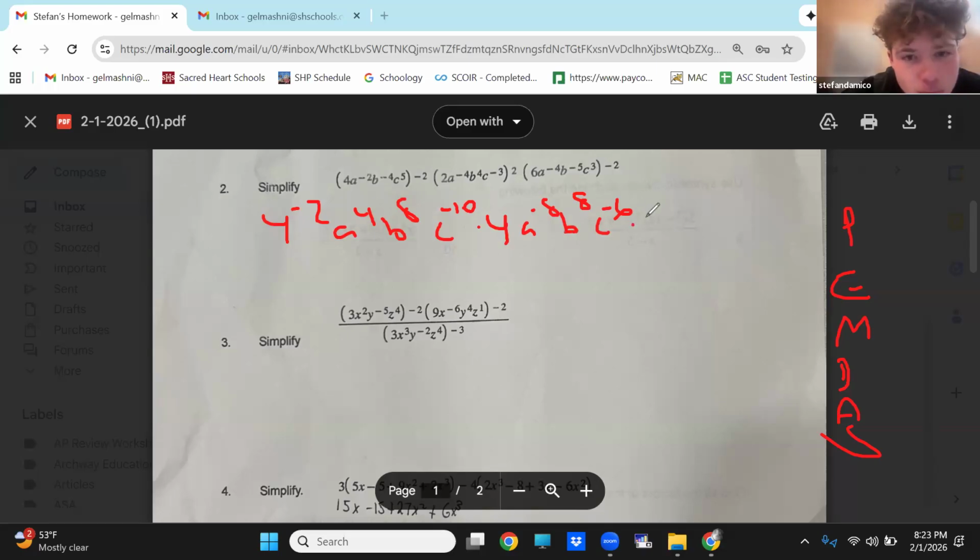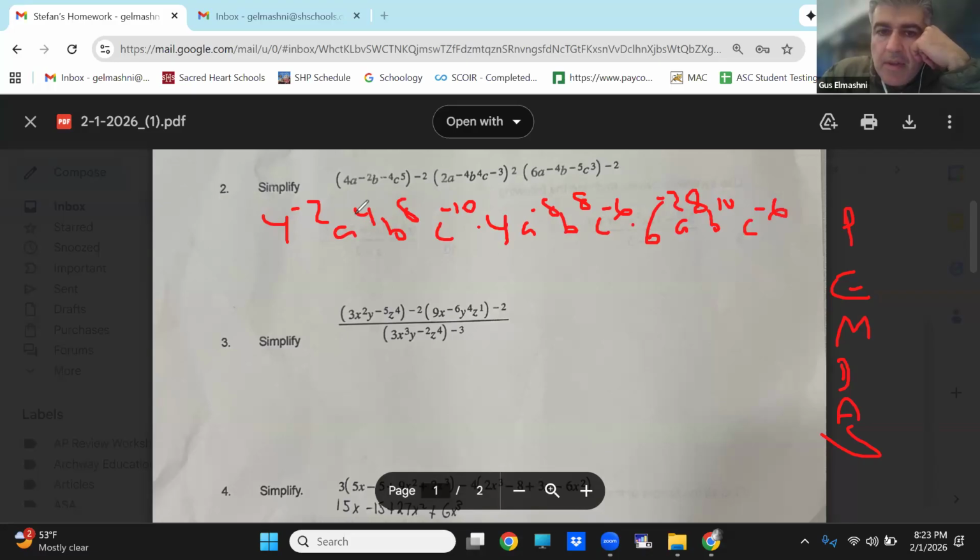Then lastly, 6 to -2, A8, B10, and C -6. Okay, again, what did negative exponents do? They cancel out. Oh, they change to positive, right? How do you change to positive? By combining. No, you put it on the bottom. Oh, yeah, a fraction.